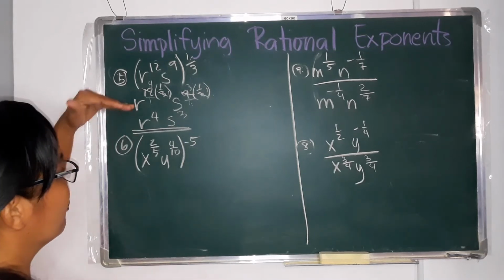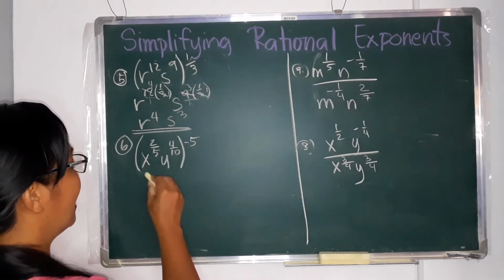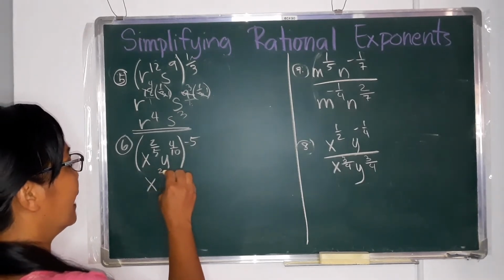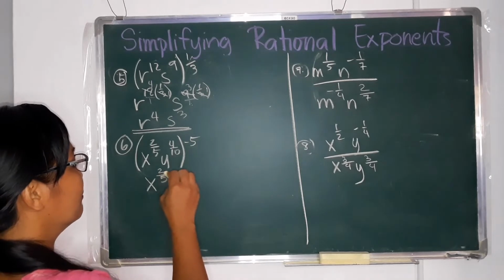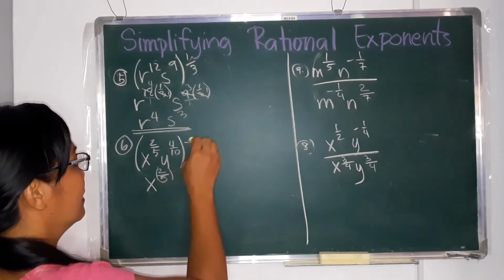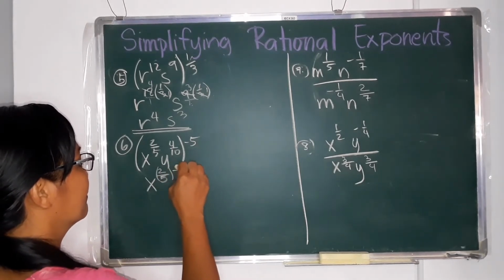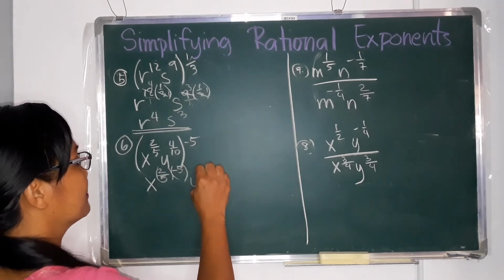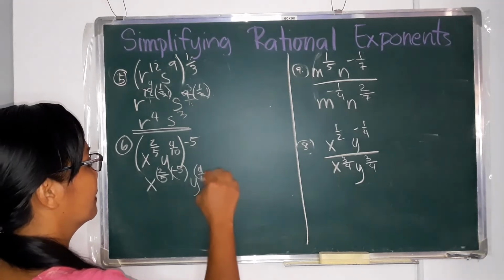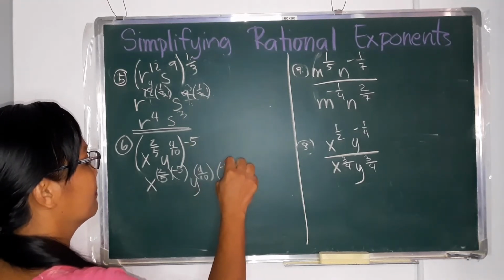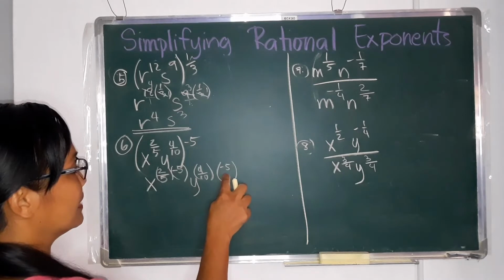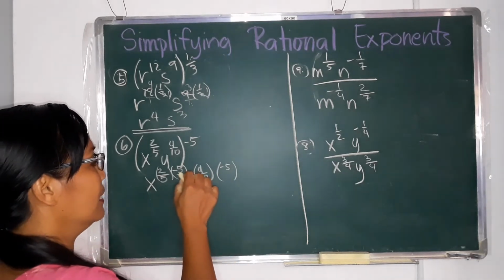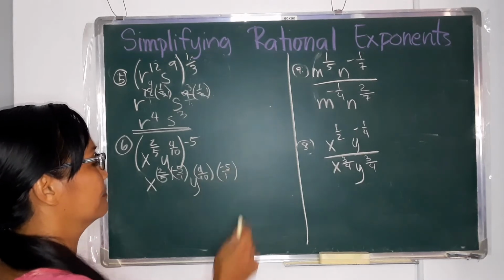So next, example number 6. We have here, we're going to do the same. Copy the base x, I should say, then multiply the numerator exponent. So 2/5 multiplied with negative 5. Next, copy the base y and exponent 4 over 10 multiplied with negative 5. Again, if it is whole number, for you not to be confused, just put 1 to become fraction.